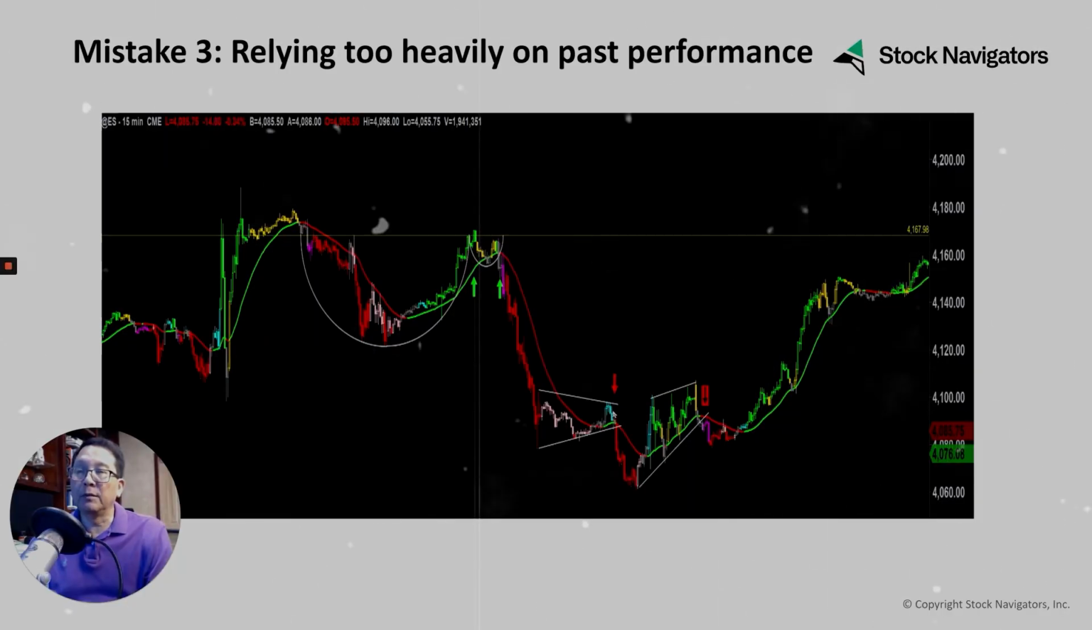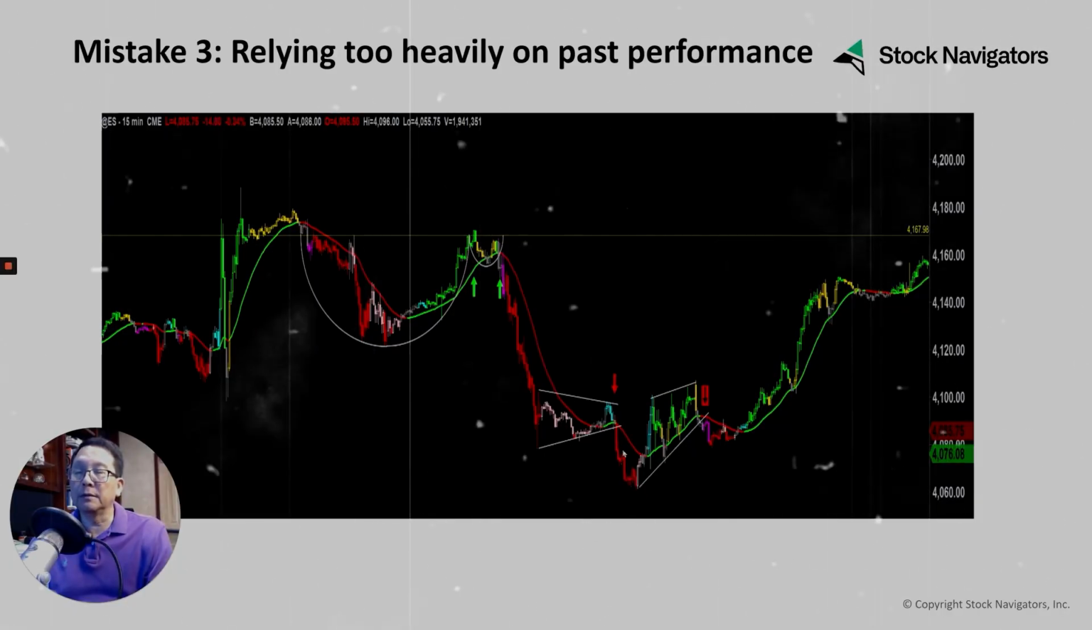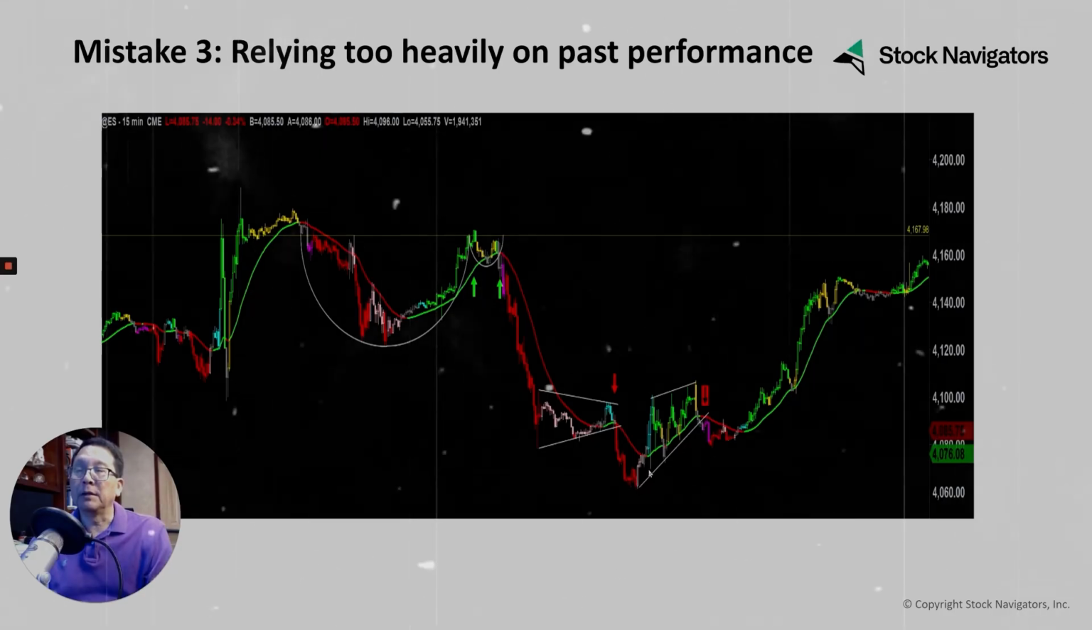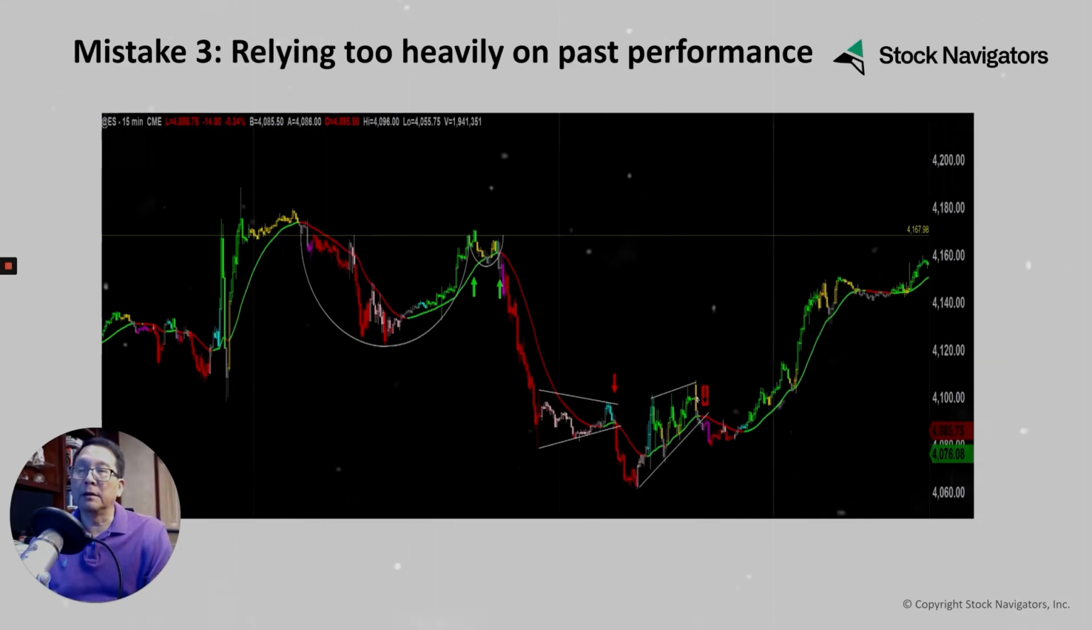The markets change. Conditions shift. What worked last month might fail miserably today. Blindly copying past trades is more guesswork than strategy.